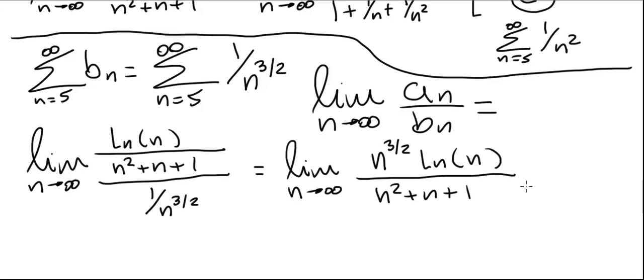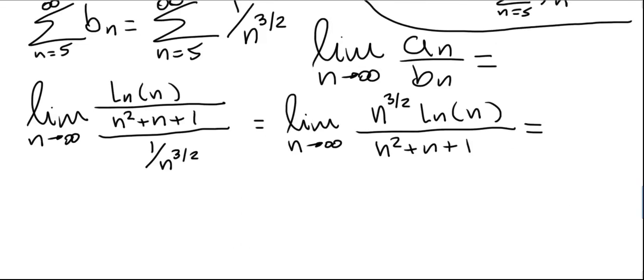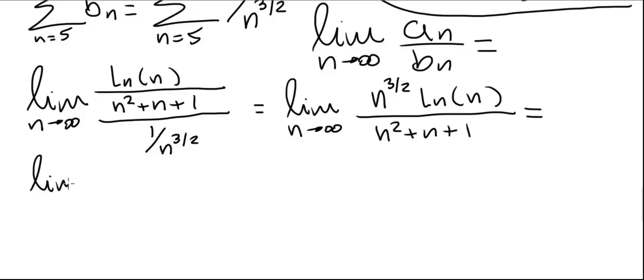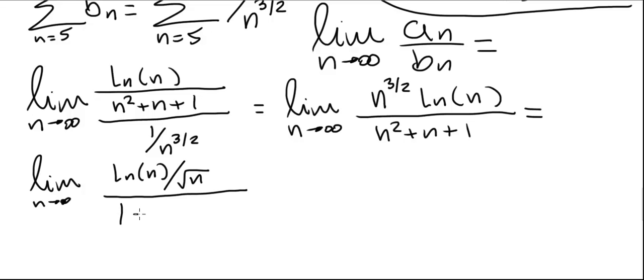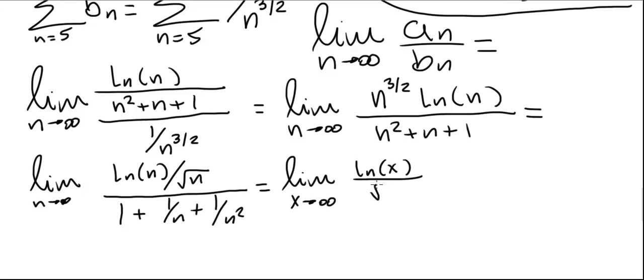Once again, the highest power of n that we see is n squared. Let's divide everything by n squared, and this gives us the limit as n goes to infinity of ln of n over n to the 1/2 in the numerator, and in the denominator we have 1 plus 1 over n plus 1 over n squared. Once again, the denominator goes to 1. We're left with the limit as x goes to infinity of ln of x divided by square root of x.